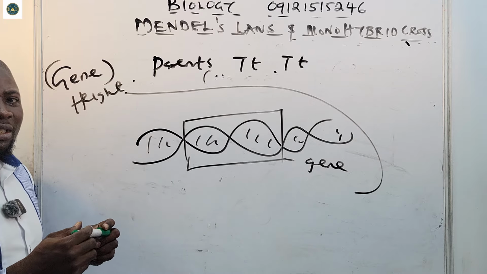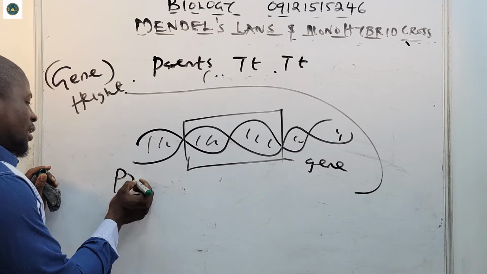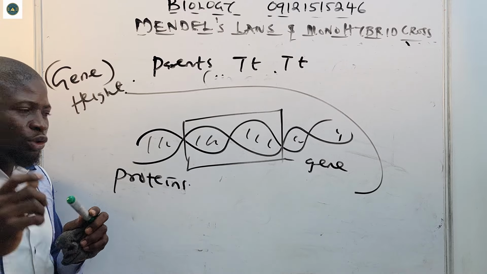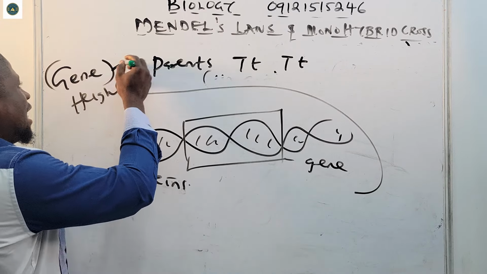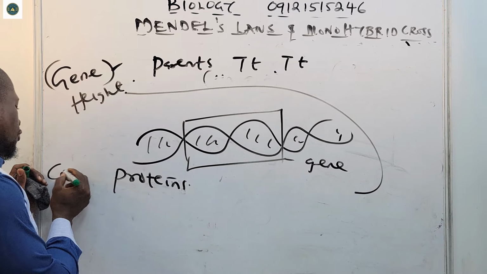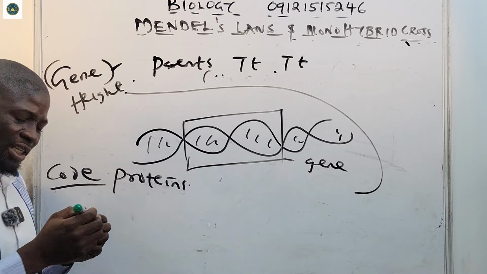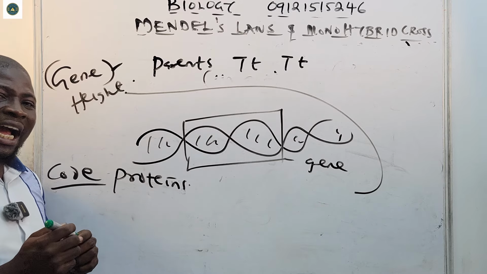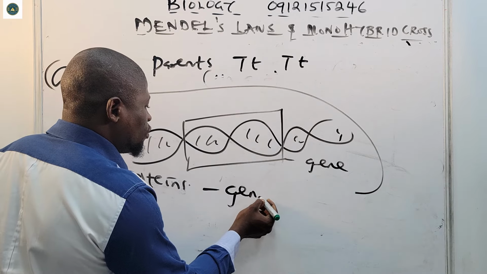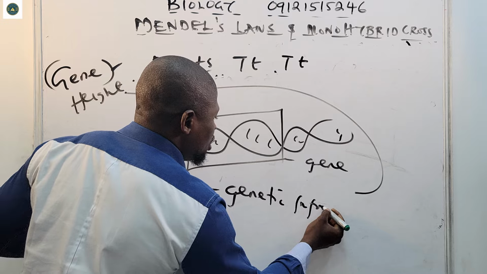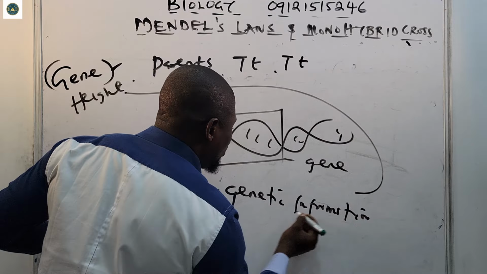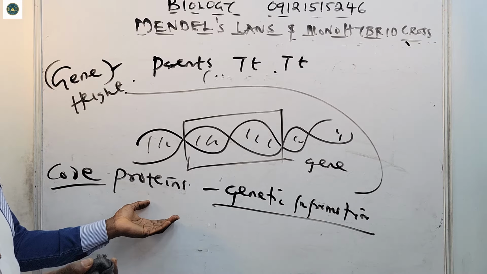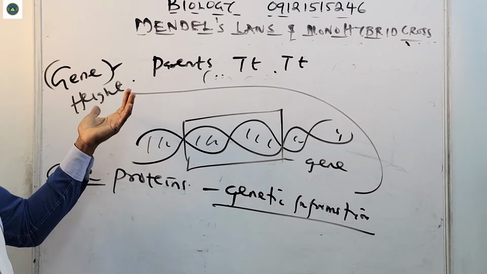Basically, what it does is that it produces proteins. It produces proteins first. The gene here will code for some certain proteins. So this gene has the genetic information, and once it has the genetic information, it's coding for a certain protein to code for this character, which is height.